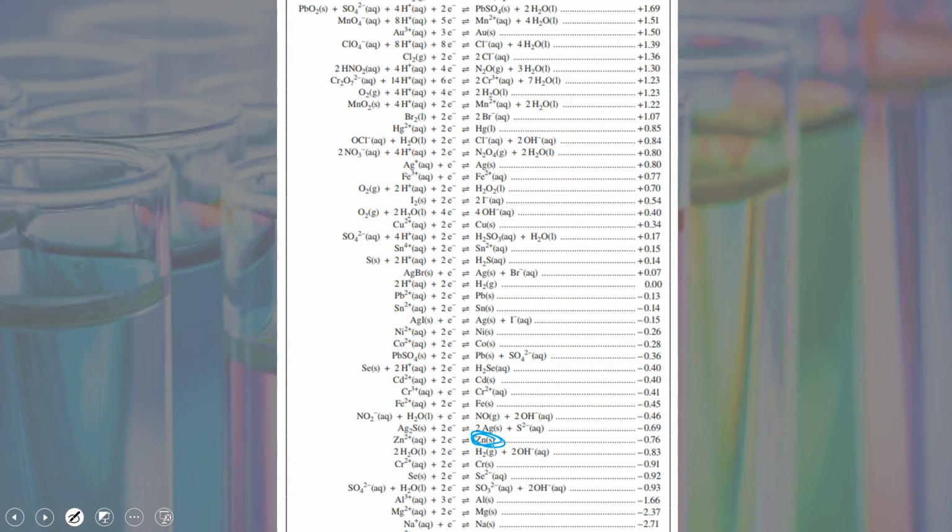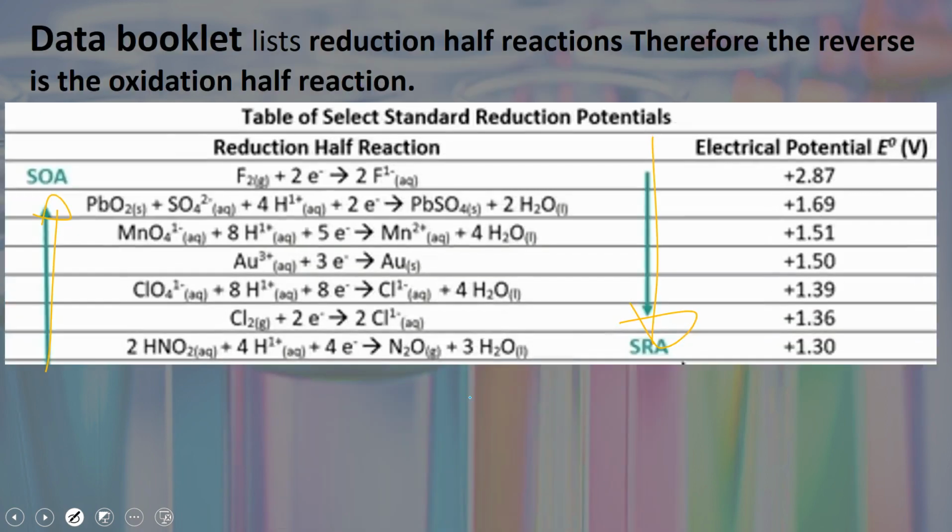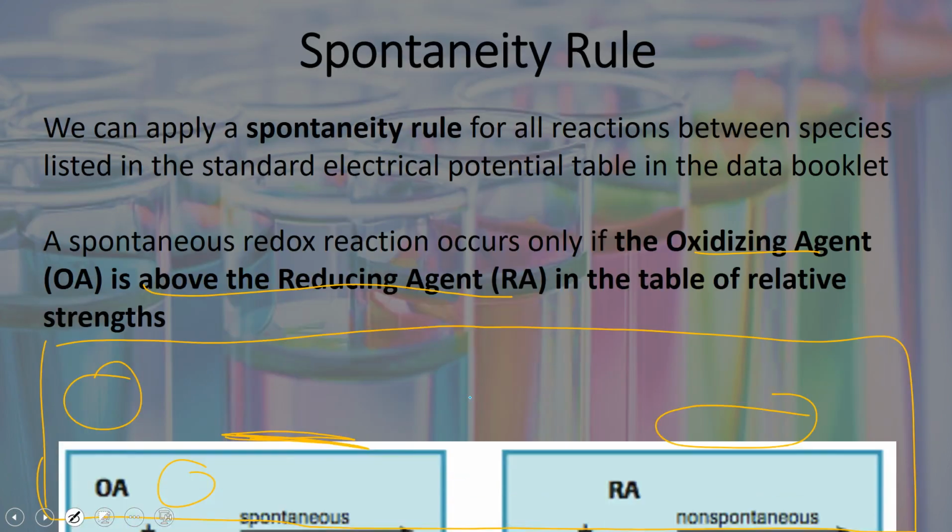And I'm looking for silver, Ag plus, and it's going to take a while for you to kind of get used to navigating through this chart. Ag plus, and it takes me a while to even remember, Ag, there you are, right there, right? And so, that means that Ag plus is what? The silver ions are what? My OA, and because it's to the left, and zinc is my RA. And so my OA is above my RA, and therefore that reaction would be what? Spontaneous, right?